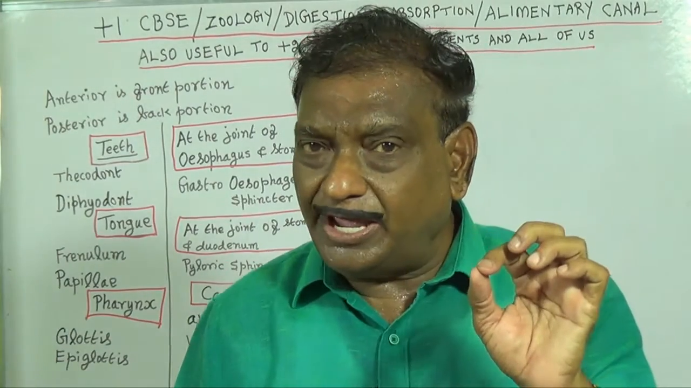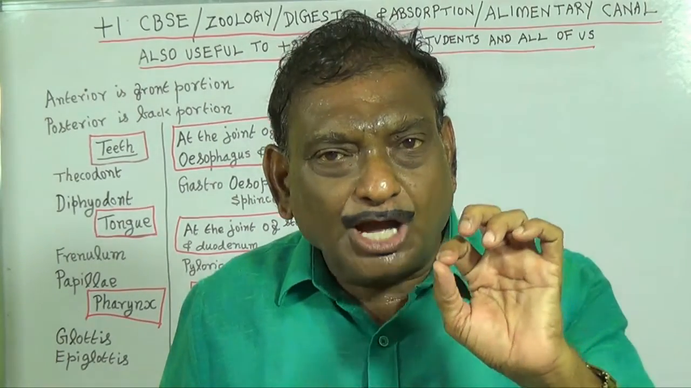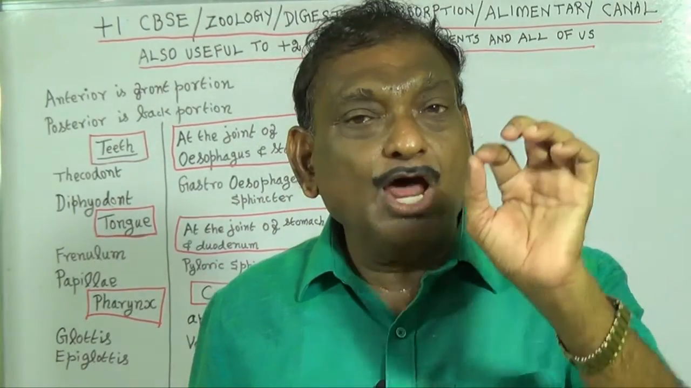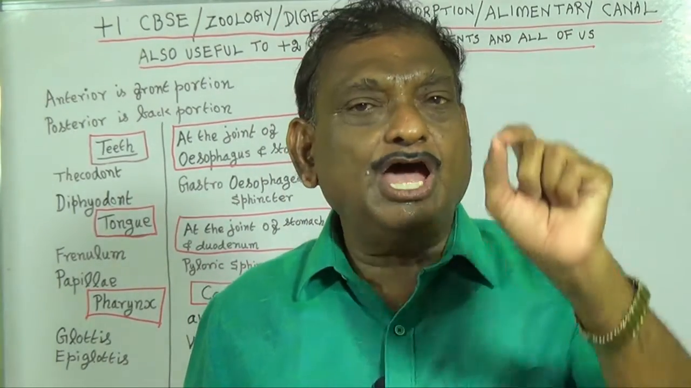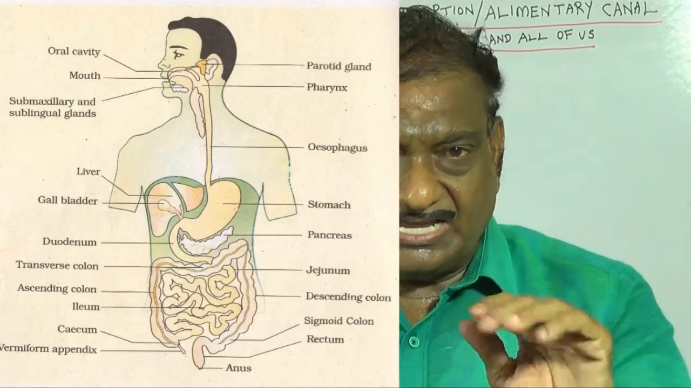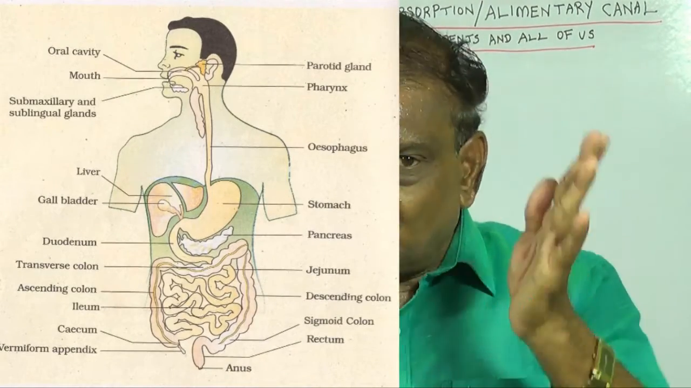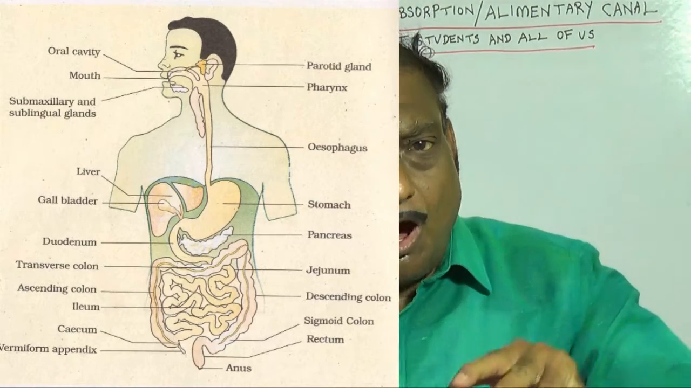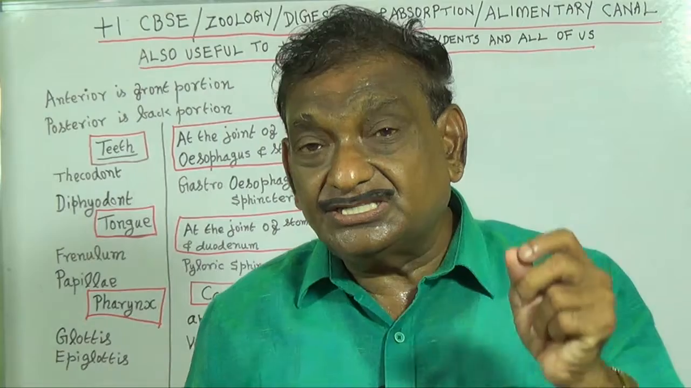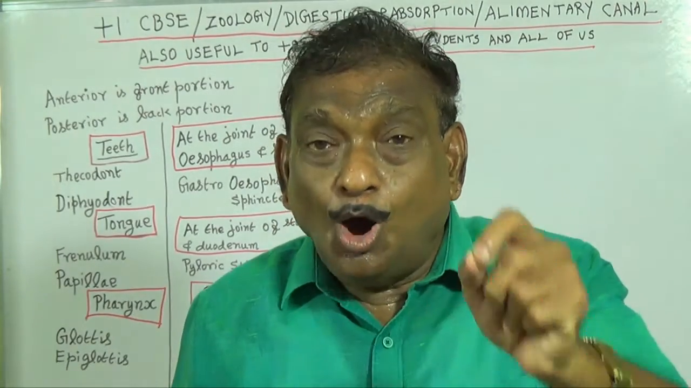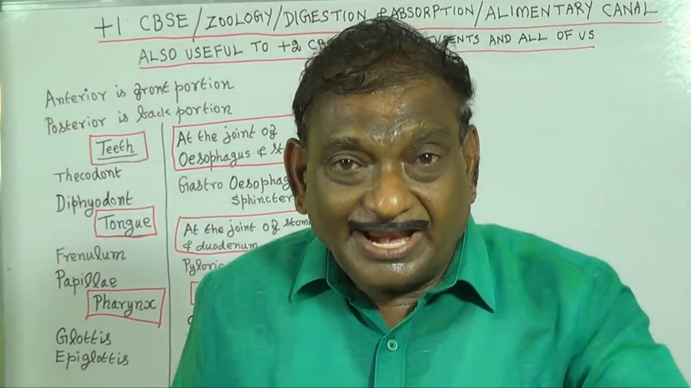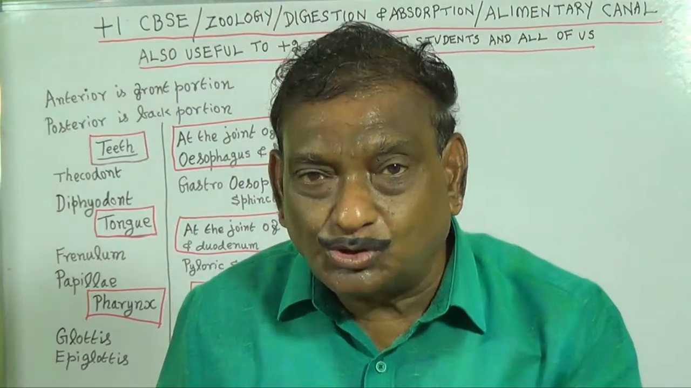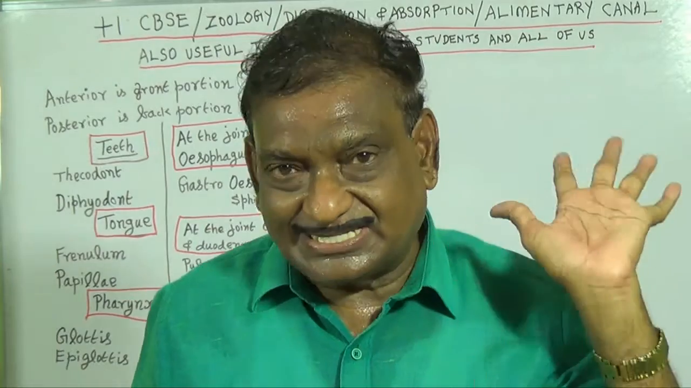Then coming to the second part of the large intestine, that is colon. There are 4 parts in the colon: ascending colon, transverse colon, descending colon and sigmoid colon. This descending colon opens into the rectum. This rectum opens out through the anus.